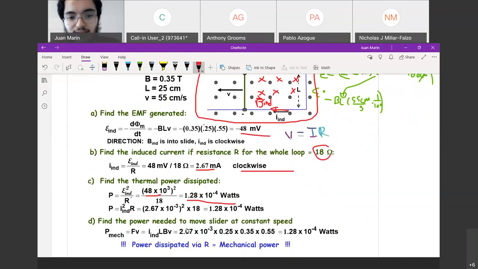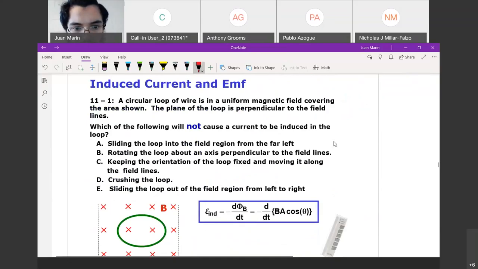Now, to find the force needed to move this at constant speed, you set power equal to force times velocity, and it's going to be I induced times L V V, right? So you substitute your values to find power, and from this you can find the force required to keep this moving at a constant speed.